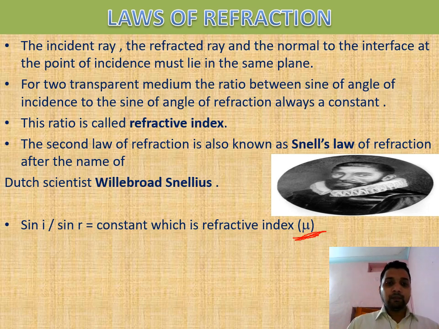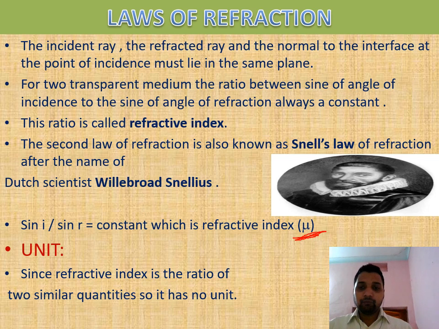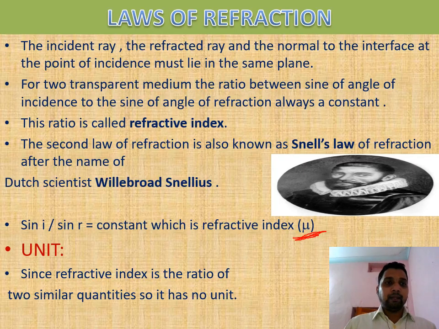Then, welcome to the unit of refractive index. We have the ratio sin i by sin r, and we will also get different relations, different ratios, for this refractive index. So refractive index is a ratio, and we know a ratio is a comparison. A ratio has no unit, so refractive index also has no unit. It only tells us how much the speed of light is more or less in a given medium. So refractive index has no unit.